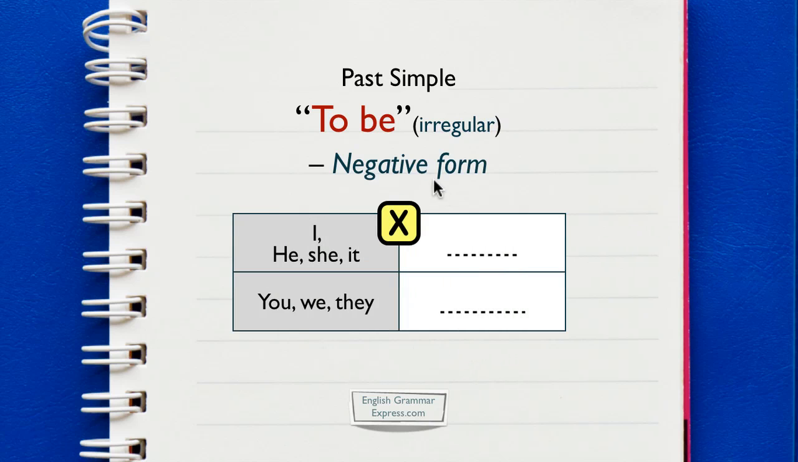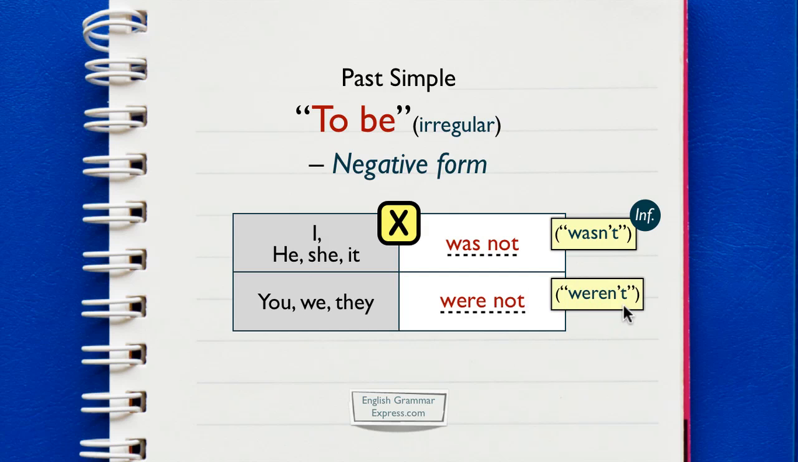And finally, the negative form. I, he, she, it was not, and you, we, they were not. For the informal, here we would say I wasn't, and here we would say you, we, they weren't. So those are the verb conjugations for past simple, and that's the end of the lesson.